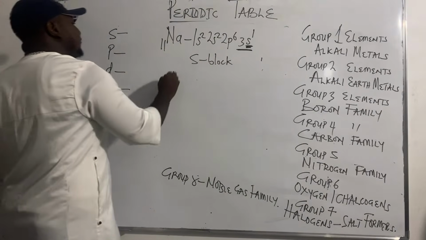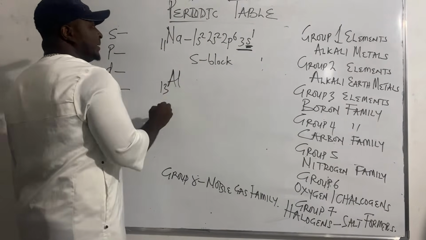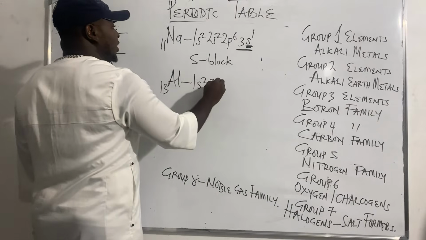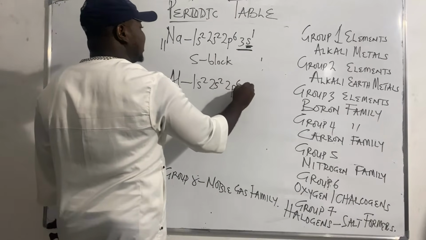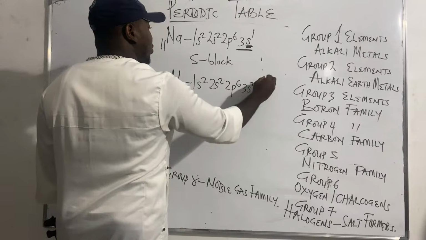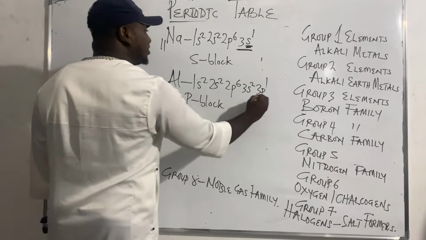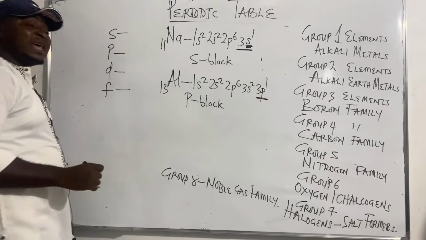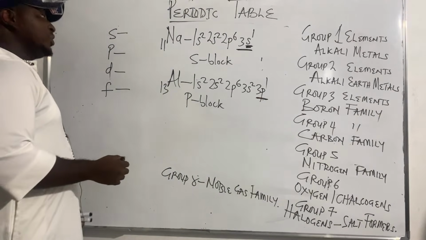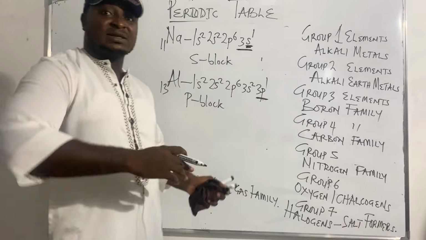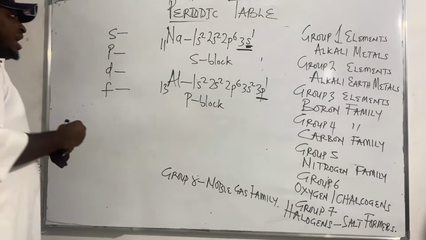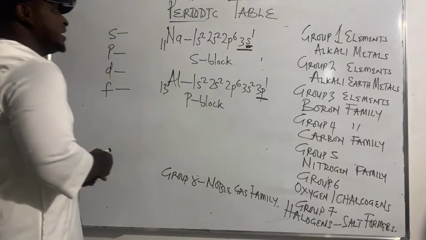What block does aluminium fall under? Aluminium is number 13: 1s2, 2s2, 2p6, 3s2, 3p1. Class, aluminium is a P block element because the last block is P. A very simple way of knowing, they ask you in JAMB. Are we together? You can do this for any other element. Just write out the electronic configuration and you can easily know the block that the element falls under.